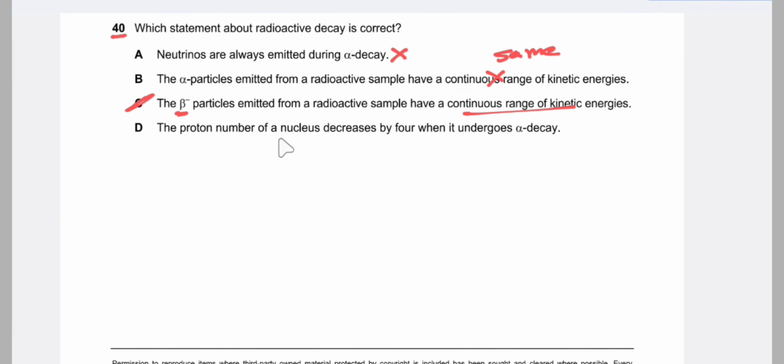The proton number of a nucleus decreases by 4 when it undergoes alpha decay. For alpha decay, the alpha particle contains 2 protons, so the proton number must decrease by 2, not 4. Therefore this is wrong, and the correct answer is C, that beta particles have a continuous range of energy. Why? Because with a beta particle, a neutrino or antineutrino is emitted, and the energy is shared between the beta particle and the antineutrino or neutrino. Therefore beta particles have a continuous range of energy.